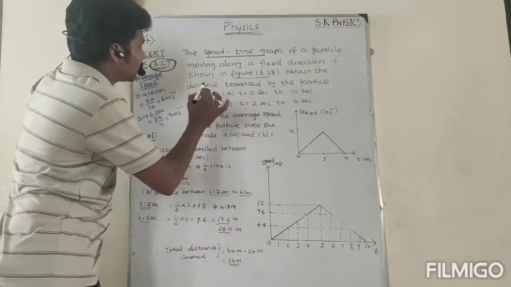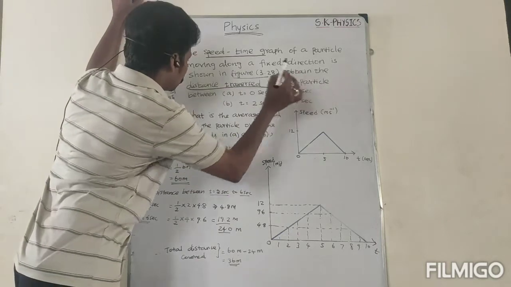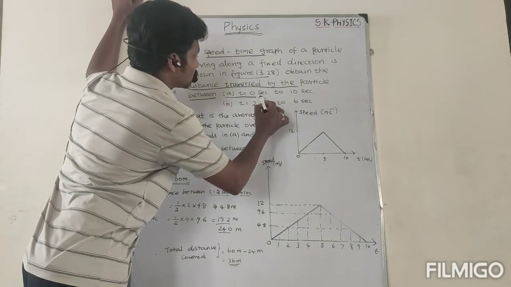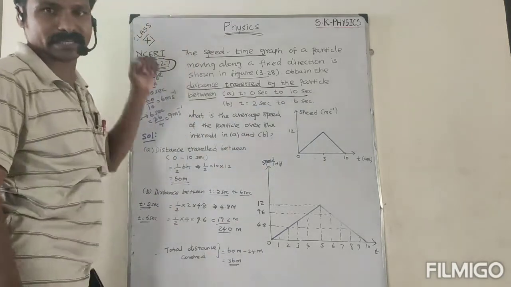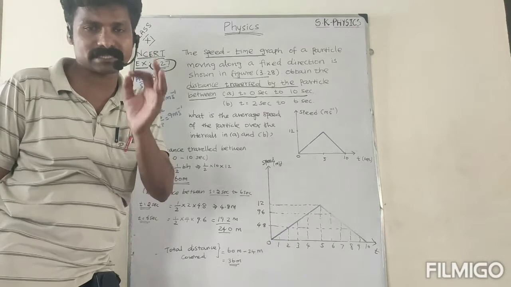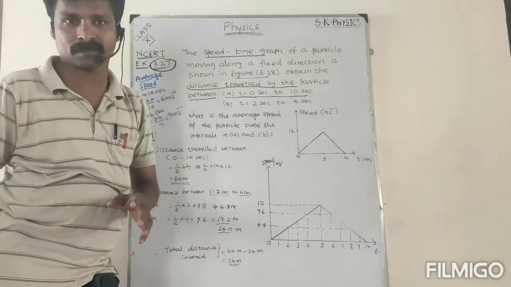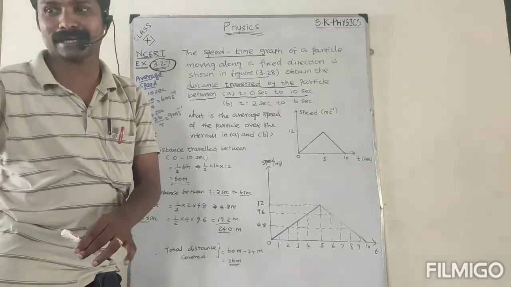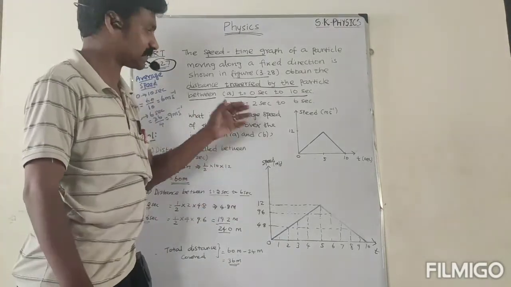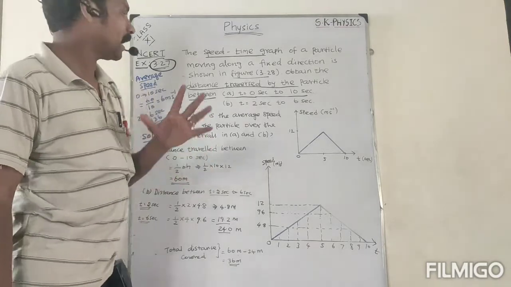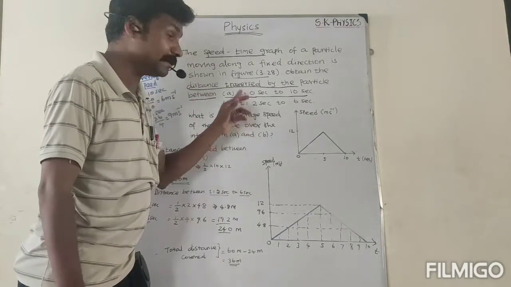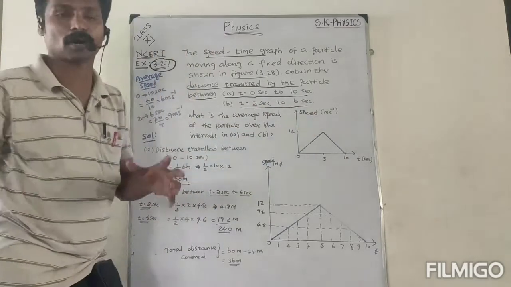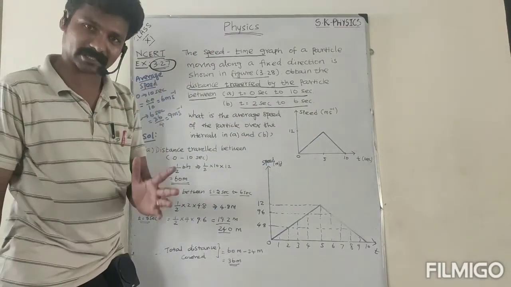Obtain the distance traveled by the particle between t equal to 0 seconds to 10 seconds. So in 10 seconds, how much distance is covered by the object? That is the first one. And the second one, in the gap between 2 seconds to 6 seconds, how much distance is covered? That is the second one.